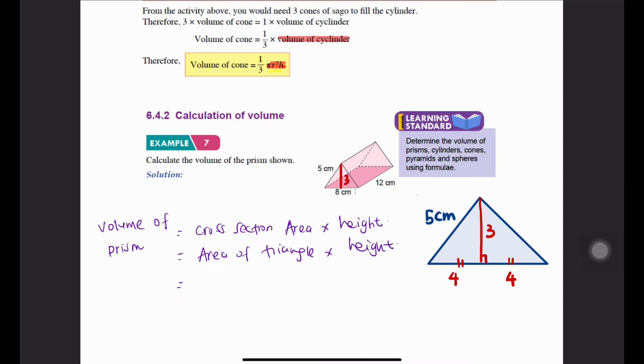Okay, so let's substitute the value inside our formula. So area of triangle is 1/2 times base is 8 times height is 3. Okay, times the height of the whole prism, which is this part, so times 12. Okay, so press your calculator and your final answer is 144 centimeter cube.